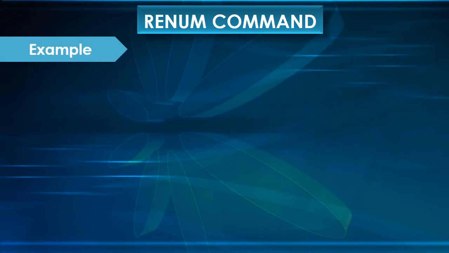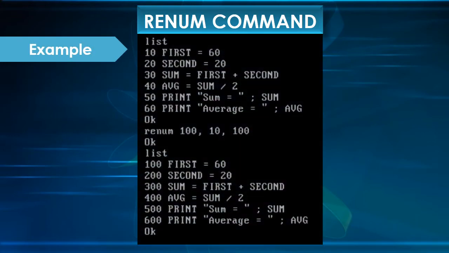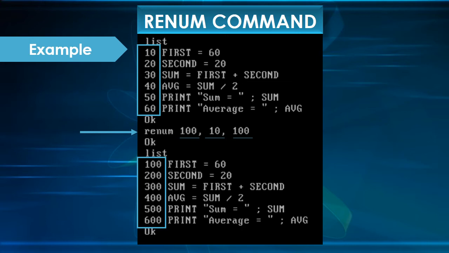So here is an example for renum command. You can see from the program the line numbers are 10, 20, 30, 40, 50 and 60 respectively. When I applied the renum command 100, 10, 100, the first 100 means that my line numbers will start from 100, it's a new number, and start from the previously 10th line number and give the increment as 100. And you can see it has changed the line numbers as 100, 200, 300 and so on.